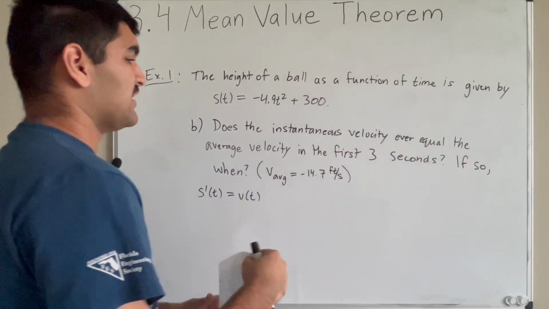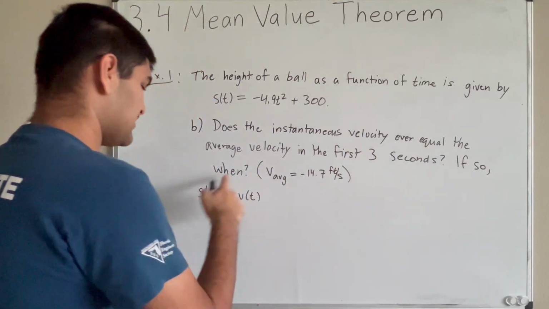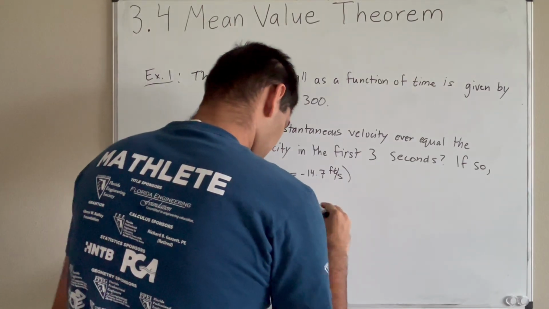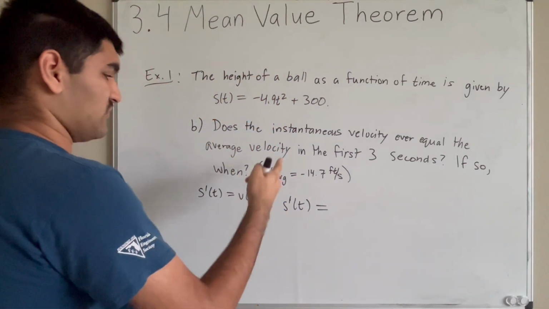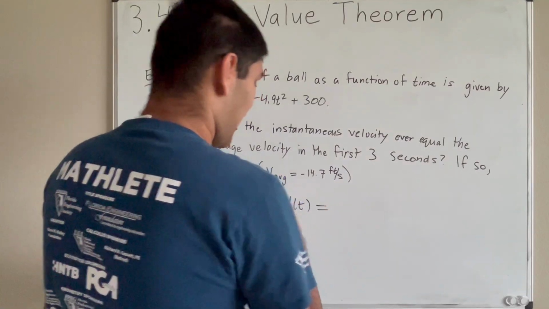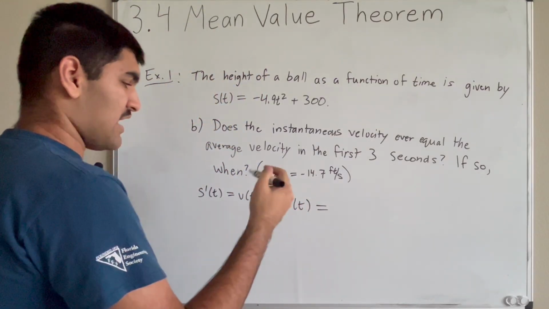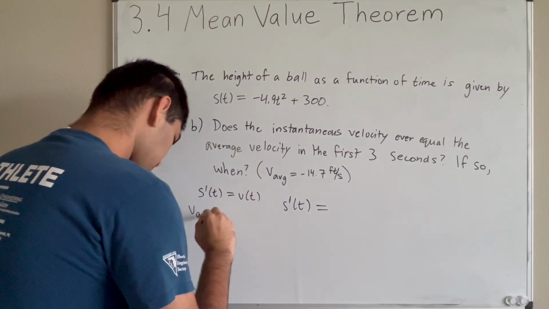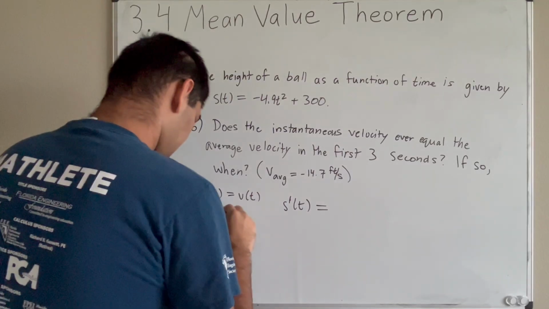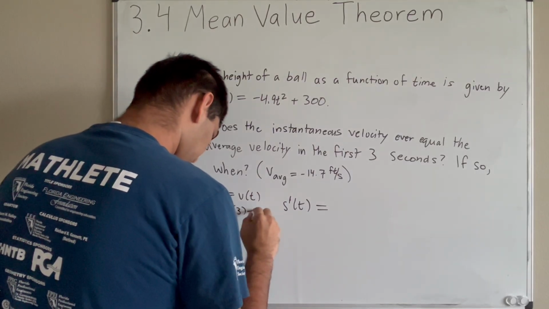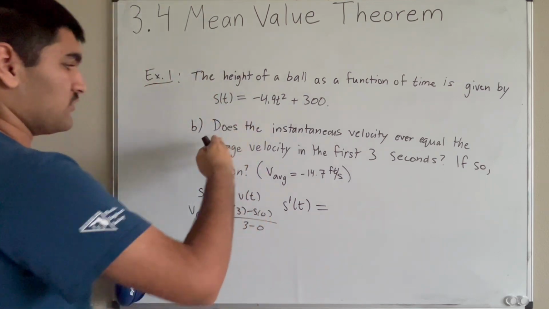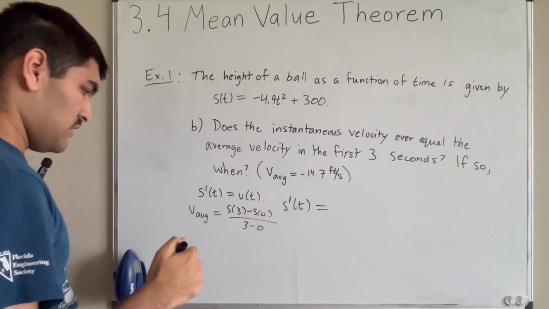So does the instantaneous velocity, s prime of t, ever equal the average velocity, v average? But I'm not going to write it as v average. I'm going to write it in its expanded form, because remember, v average, as we saw in part A, is simply equal to s of 3 minus s of 0 all over 3 minus 0, at least on the interval from 0 to 3.